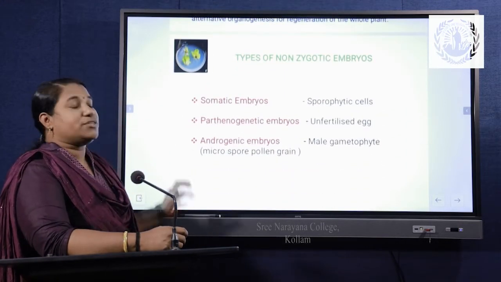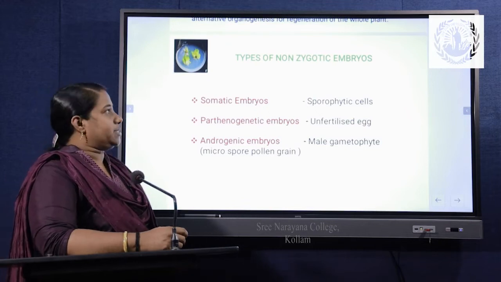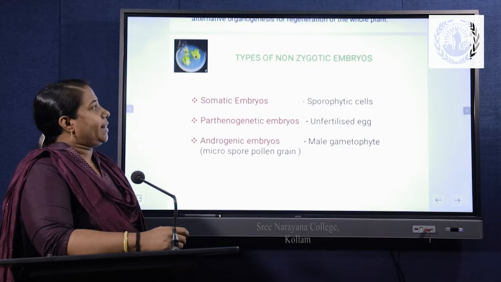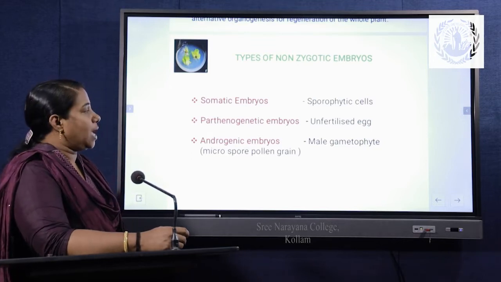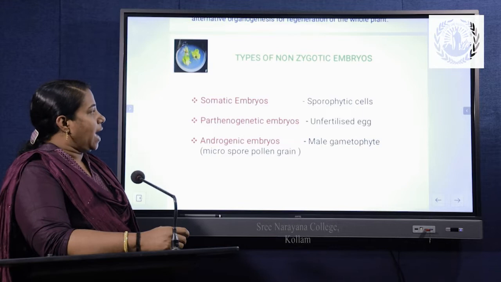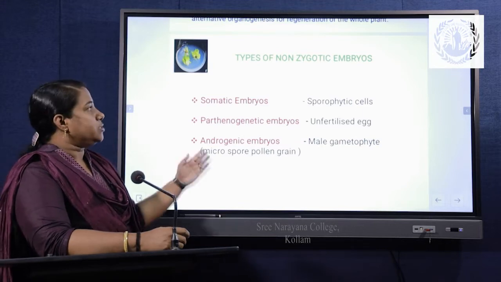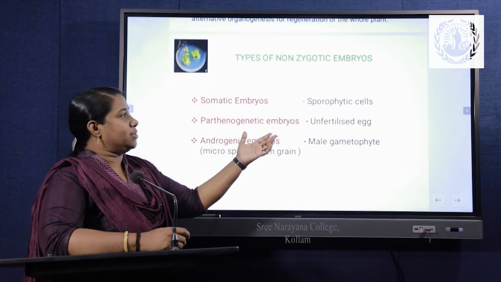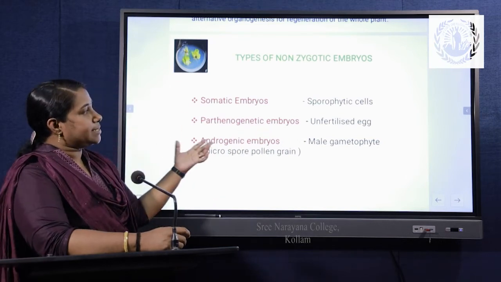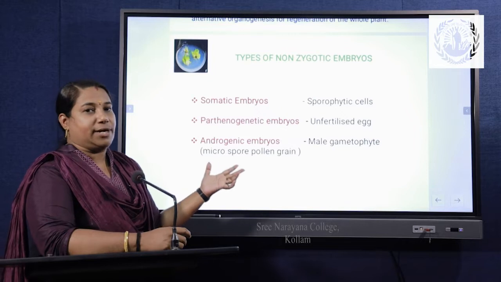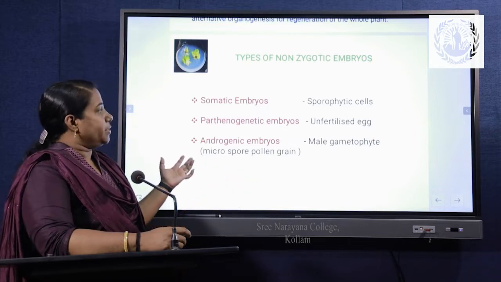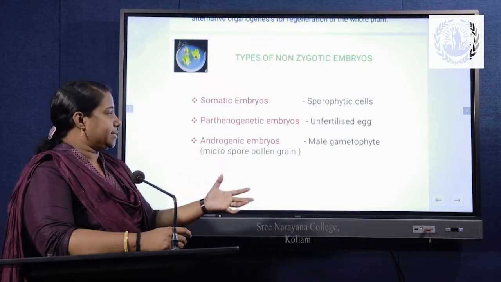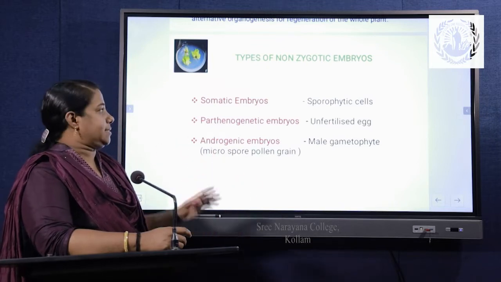Coming to the types of non-zygotic embryos, there are three types: somatic embryos, parthenogenic embryos, and androgenic embryos. Somatic embryos are developed from the sporophytic cells other than the zygote cells. Parthenogenic embryos are developed from the unfertilized eggs. Androgenic embryos are developed from the male gametophyte, that is, microspore or pollen grains.